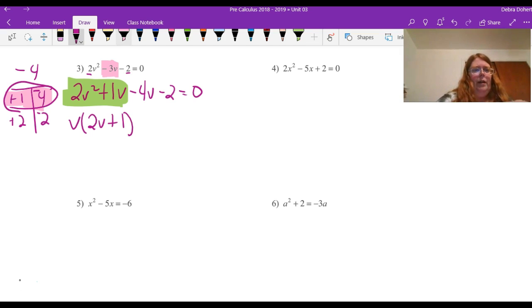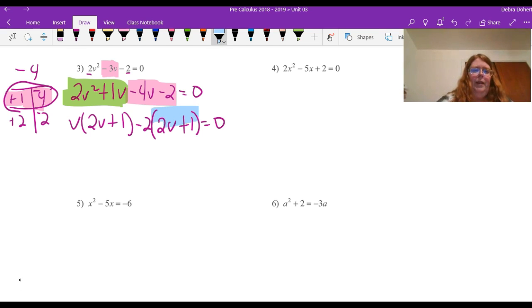We're going to take the last two terms, and both of them have a negative 2 in common. Oops, I forgot about that. 2 goes into 4 2 times, leaves me with a v, and negative 2 goes into negative 2, leaving me with a positive 1 equals 0.